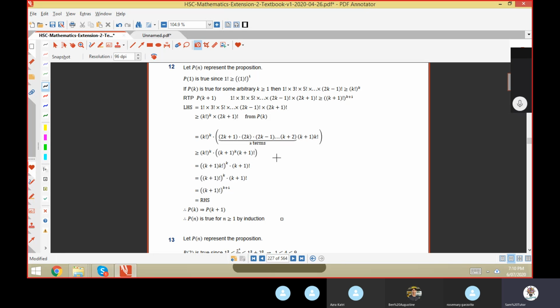Maybe I didn't do it that way, but it's 2k plus 1, 2k minus 1. You take out your 2's, that's going to be k terms, k factorial. So up to here would be k plus 1 to the k.